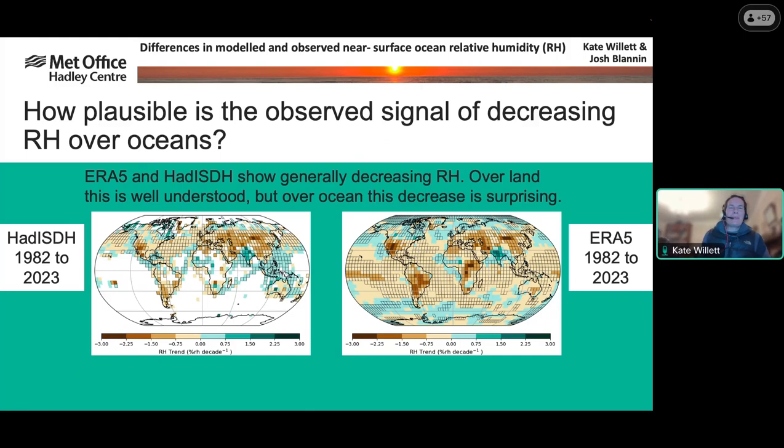HAD-ISDH over ocean, it does not assimilate temperature and dew point over the oceans. This is a very surprising result, but it's one that at the moment I feel there is low confidence in.